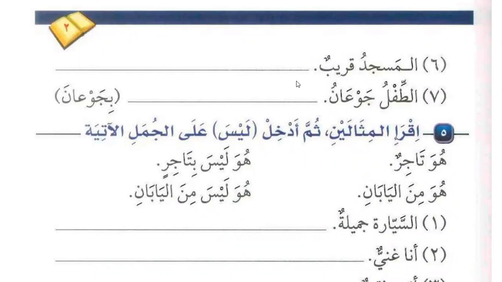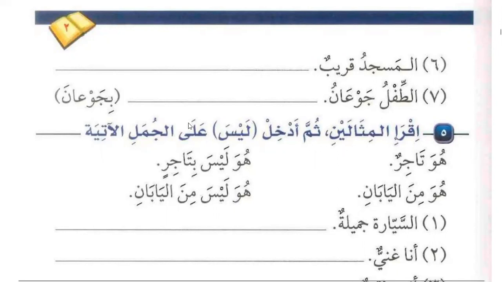At-tiflu laysa bi-jaw'anin, bi-jaw'ana. Jaw'an is mamnu' min as-sarf because it has alif noon at the end. So when we add al-fijr, it does not take kasra, it takes fatha because it is mamnu' min as-sarf. Bi jaw'ana.